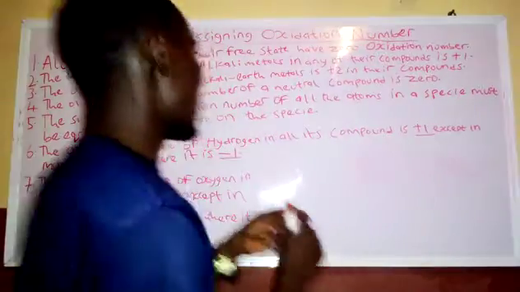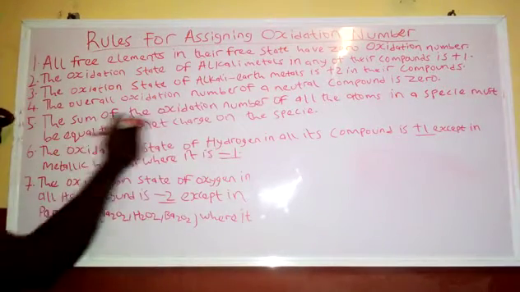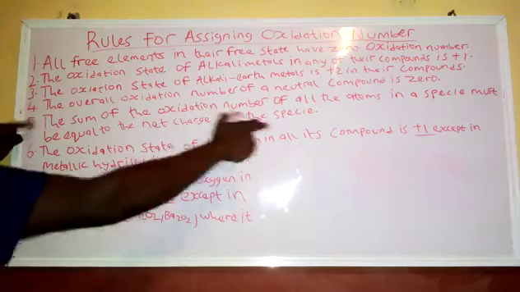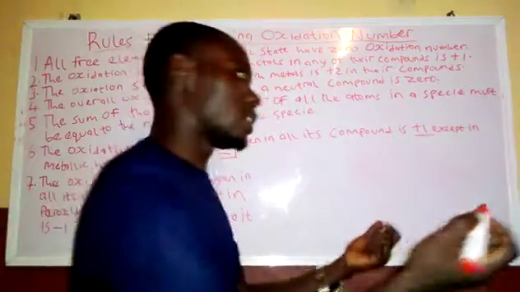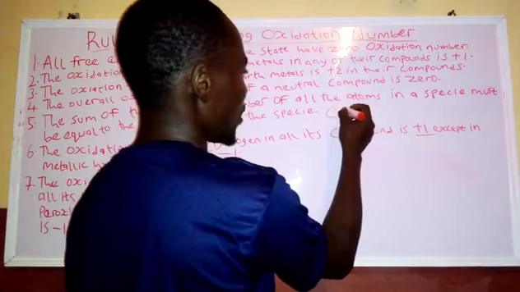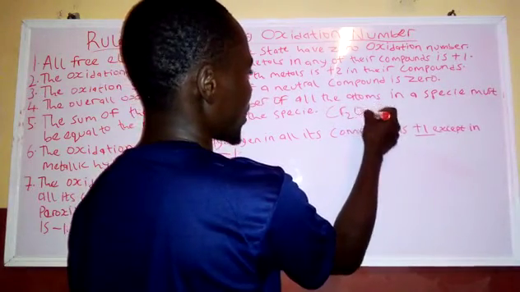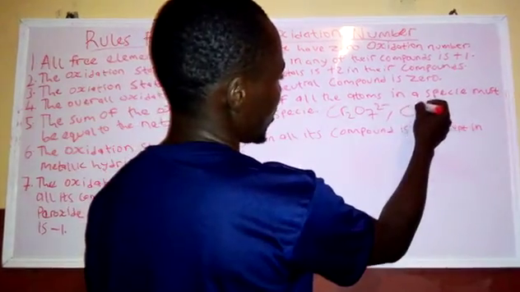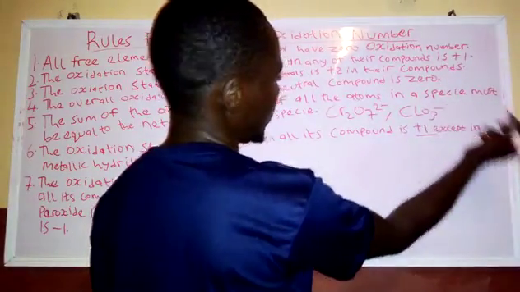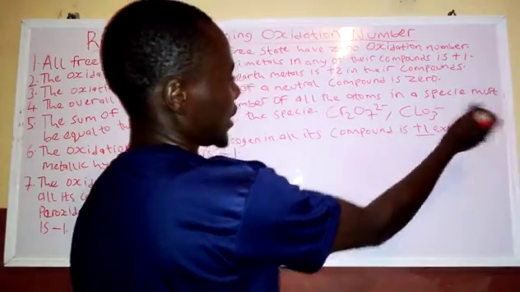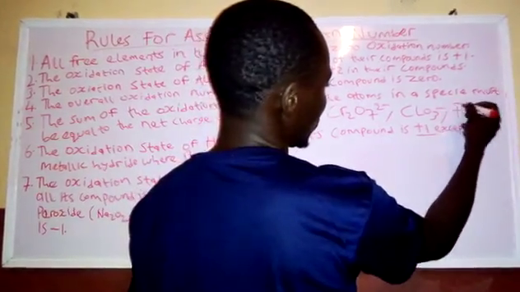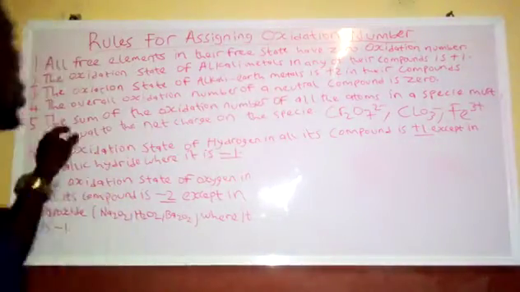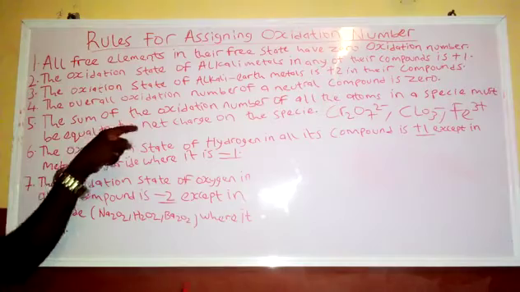Further, the oxidation number of a neutral compound is 0. Let me pick it from here. The sum of the oxidation numbers of all the atoms in a species must be equal to the net charge on the species. For example, now we are talking of the species. Cr2O7 2 minus is an example. Another is ClO3 minus, the chlorate ion. Another one is Mn3 plus ion. Now they said the sum of the oxidation numbers of all the atoms in a species must be equal to the net charge on the species.